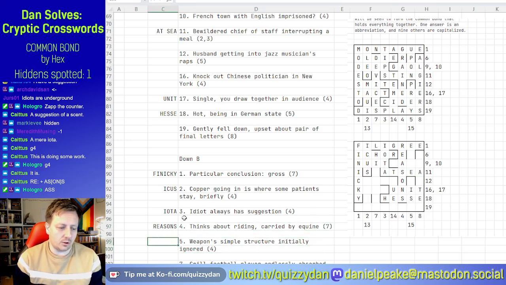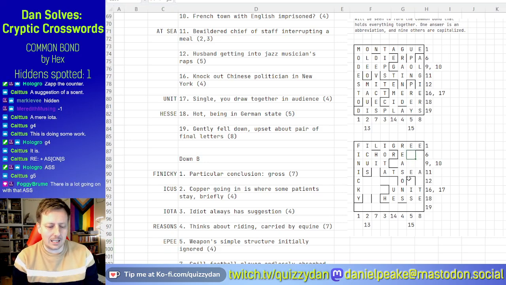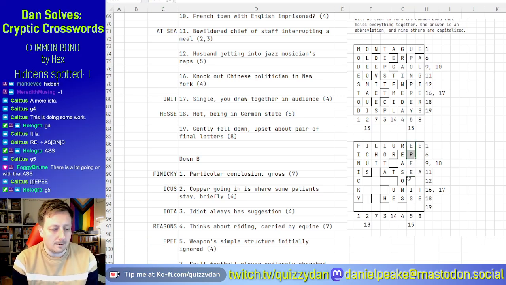Weapons, simple structure, initially ignored. Yep, happy with this. I'm just going to go for it. And I'll give you the next one. Epee, because it's TP. The weapon is an epee, and the simple structure is a TP. And you ignore the first letter.